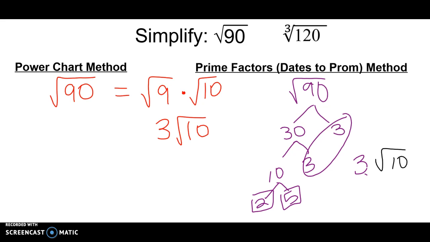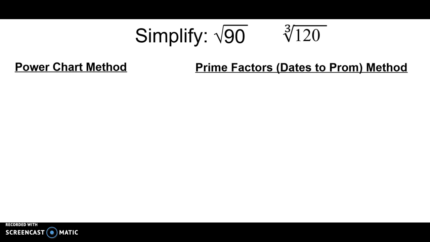I feel like it takes me longer to find that thing. Once you get used to it, it'll go quicker. If you can memorize a lot of the perfect squares, it goes super fast. Now, we teach you dates to prom in geometry because it's easy and you're young, but really the whole point of a square root is that it square roots perfect squares, right?